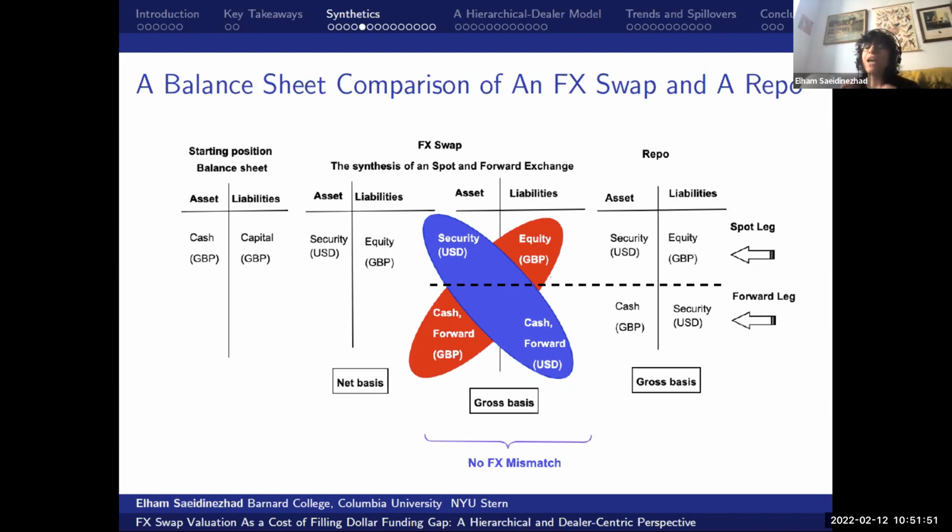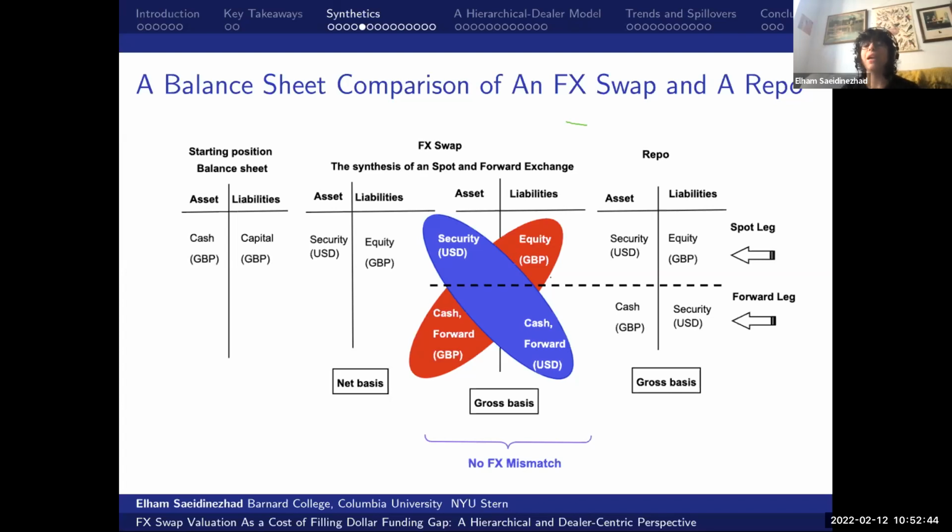This might show that you have an FX mismatch, but once we include all those hidden liabilities, we see that there is no hidden mismatch. In the forward contract, on the liability side, there is going to be this cash forward, which is denominated in US dollars. Therefore, your liability in the forward market is denominated in the same currency as your asset in the spot market. And the liability in the spot market is denominated in pounds, but your asset in the forward market is also denominated in pounds. Therefore, there is no FX mismatch.